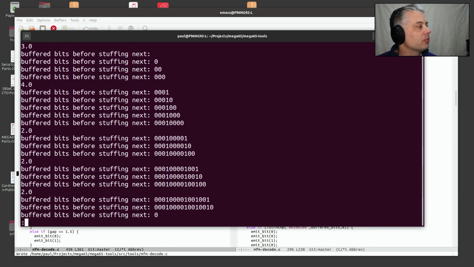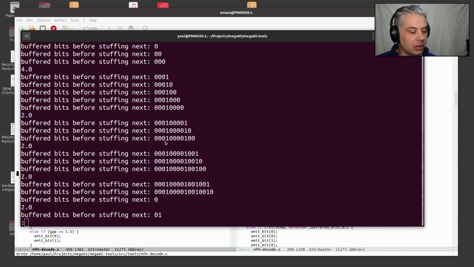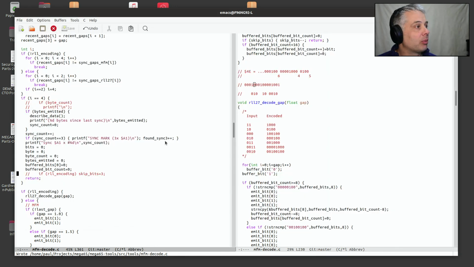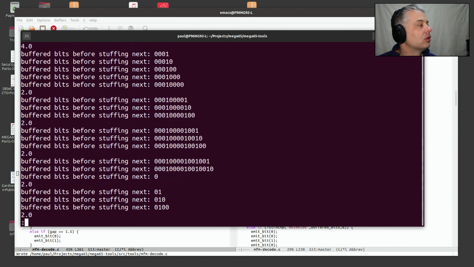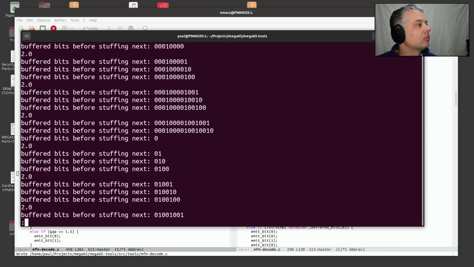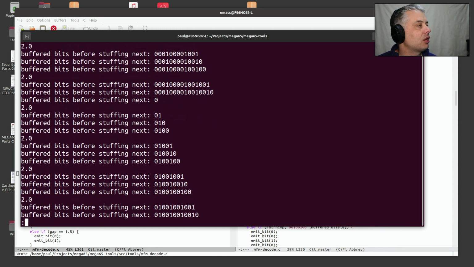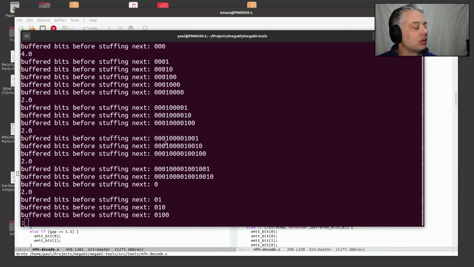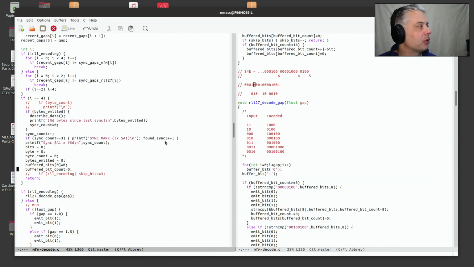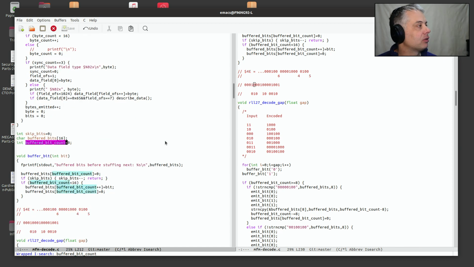Three, 4, 2, which was what we said we were expecting to get, wasn't it? Oh, it was 3, 3, 4, 2. Okay. But the other thing that's got me surprised here is that we are throwing away the buffer without emitting anything. Buffered bit count.